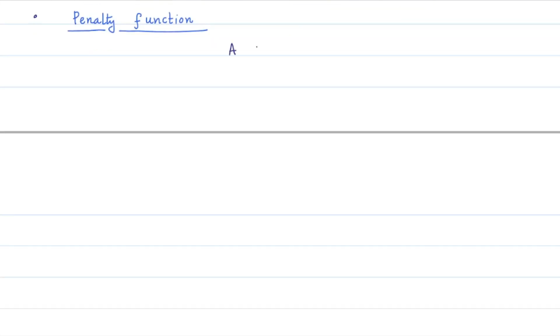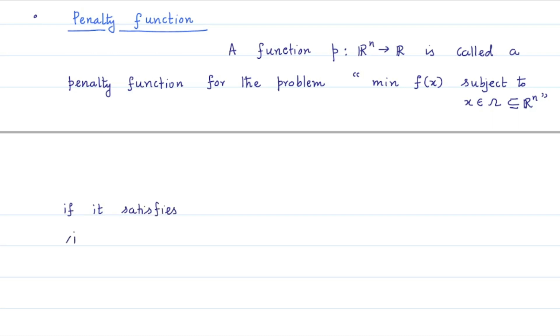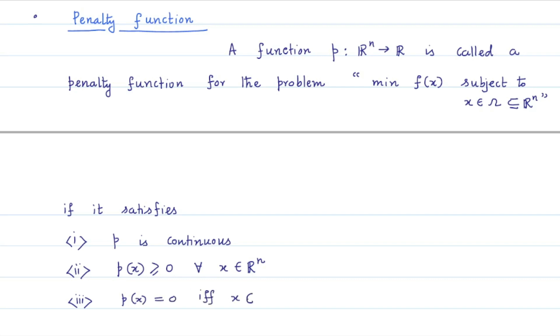A function p from R^n into the real number set is called a penalty function if it satisfies the following three conditions: the function p must be continuous, the value of the function p is non-negative, and the value of the function p is equal to 0 if and only if the point x is feasible.